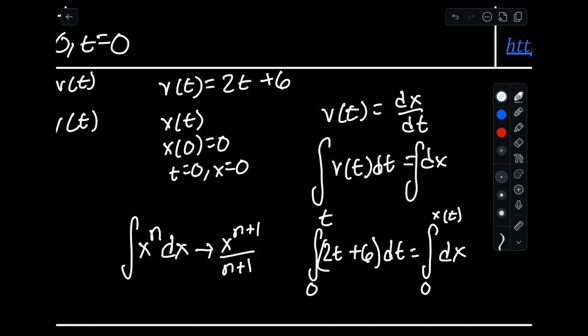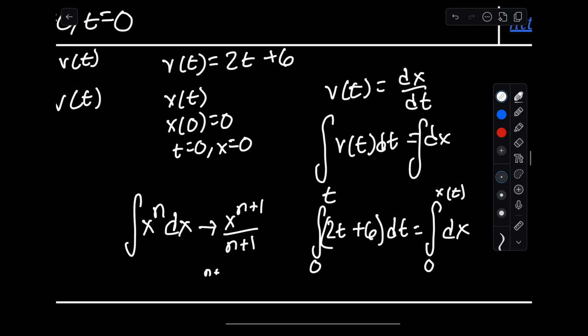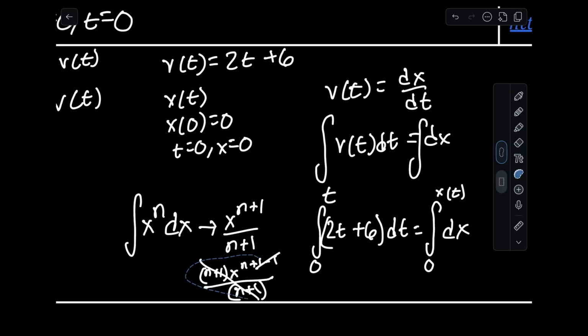And to make sure that this is true, we take the derivative of this right here with respect to x, and we use power rule to apply it, right? So it would be n plus 1 times x to the n plus 1 minus 1 all over n plus 1. This and this cancel, and it just goes back to x to the n, right? So that's the property that we'll be using to solve for this.